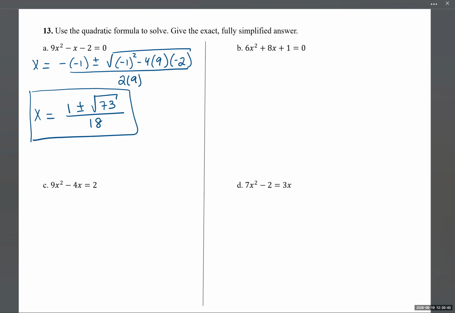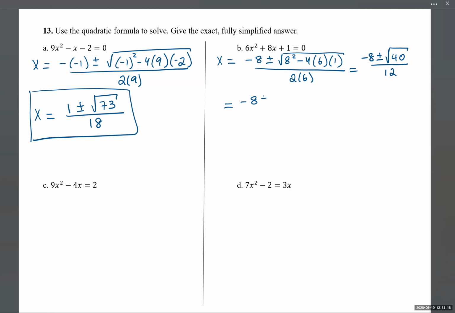Let's try part B. We have x equals minus b, so negative 8 plus or minus the square root of 8 squared minus 4 times 6 times 1, divided by 2 times 6. So it's negative 8 plus or minus the square root of 40, divided by 12. Now, 40 is something that we can simplify when it is a square root. So let's go ahead and do that. Negative 8 plus or minus the square root of... 40 is 4 times 10.